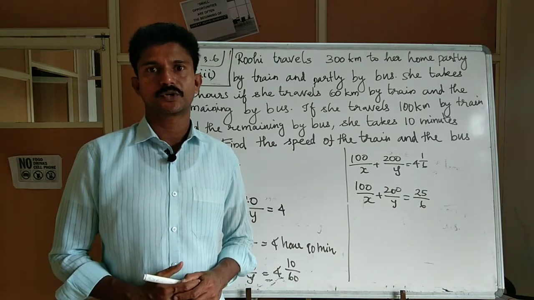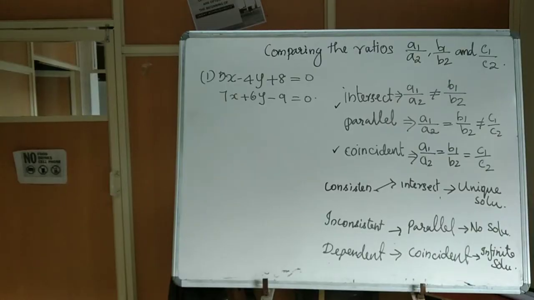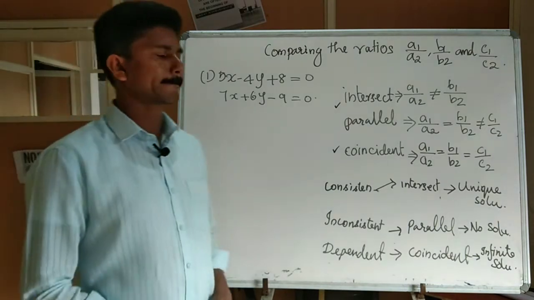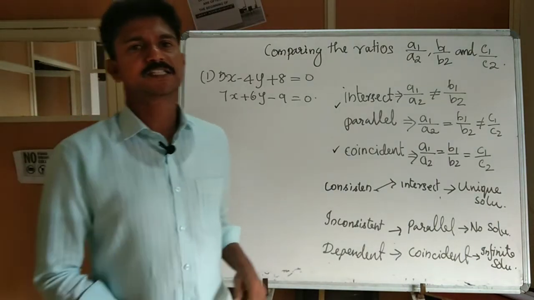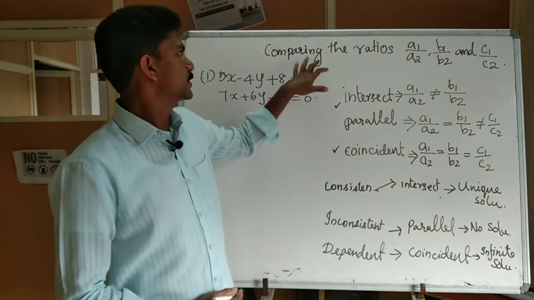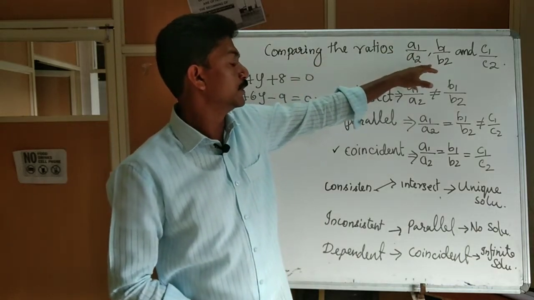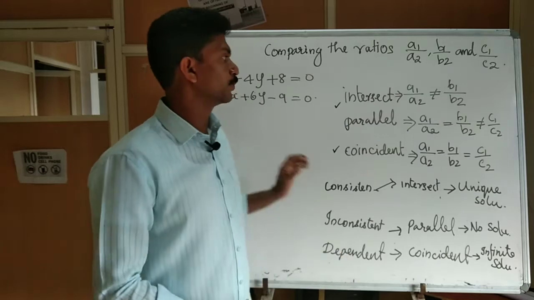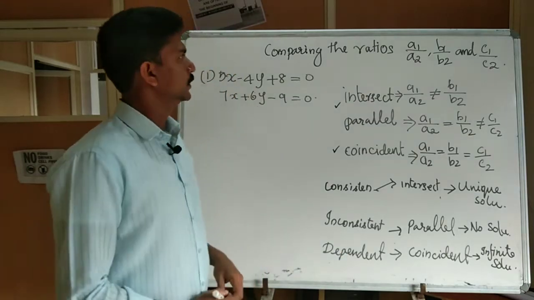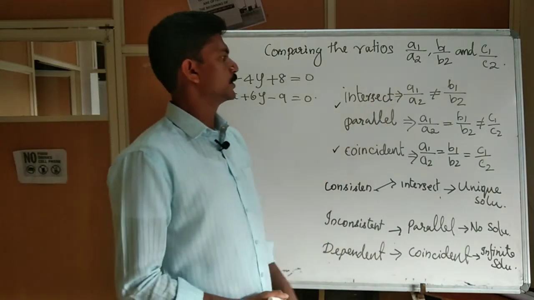Let us see the next topic. Let us see the comparison of the ratios A1 by A2, B1 by B2 and C1 by C2. We are going to see the relation between these three ratios.